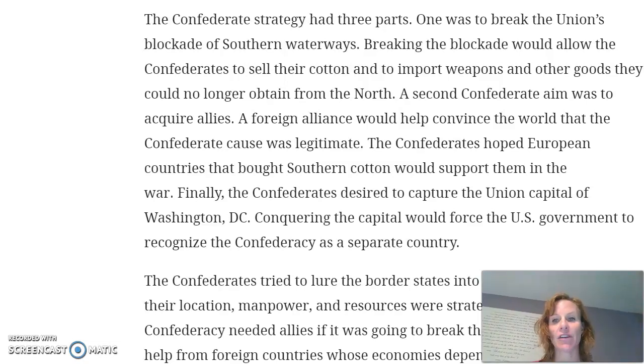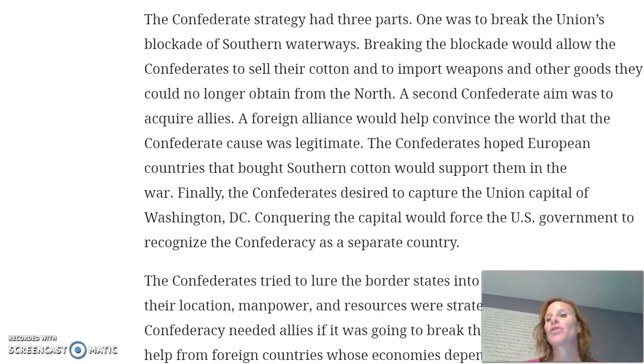A second Confederate aim was to acquire allies. A foreign alliance would help convince the world that the Confederate cause was legitimate. The Confederates hoped European countries that bought Southern cotton would support them in the war. Finally, the Confederates desired to capture the Union capital of Washington, D.C. Conquering the capital would force the U.S. government to recognize the Confederacy as a separate country.